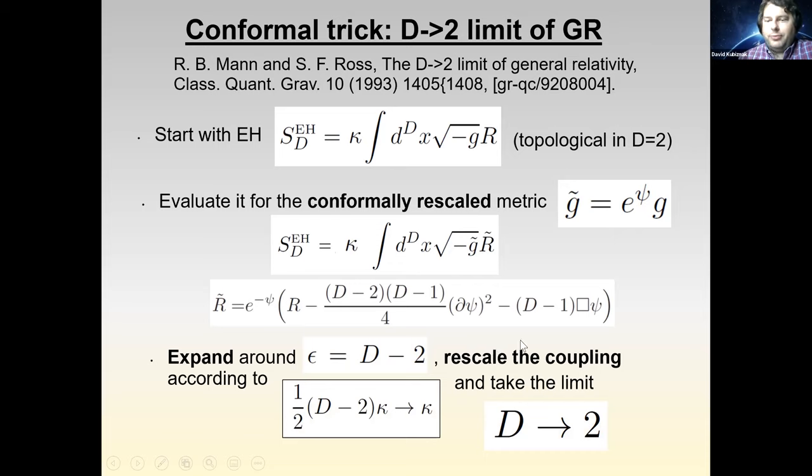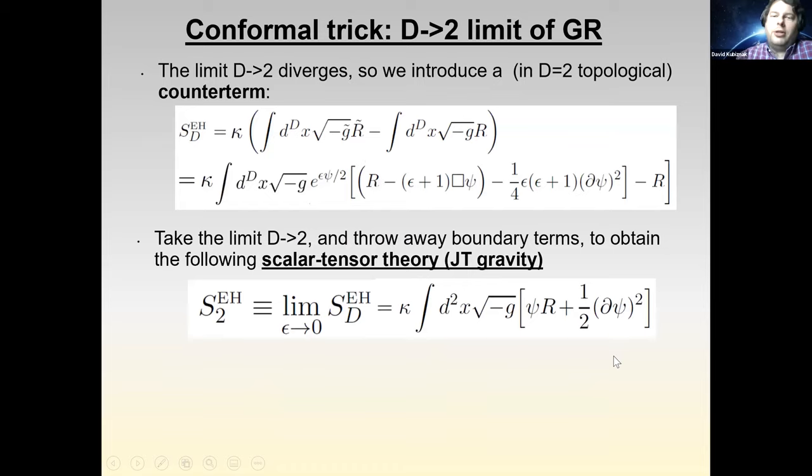So you expand for small epsilon and you rescale the coupling exactly as Glavan and Lin proposed. You are sending the original coupling, Newton's coupling kappa, to infinity, so that the product (D minus 2) times kappa gives you a new kappa. And then you take the limit, right? Now what you discover is that there is a divergent topological term which you can kill by a counterterm over here. Of course, this counterterm is nothing else than the original action, if you want. So it's topological in 2 dimensions, so it doesn't change the theory in 2 dimensions. It would change the theory in higher dimensions, but you are taking the limit to 2 dimensions. And so if you subtract this counterterm, it gives you a finite limit.